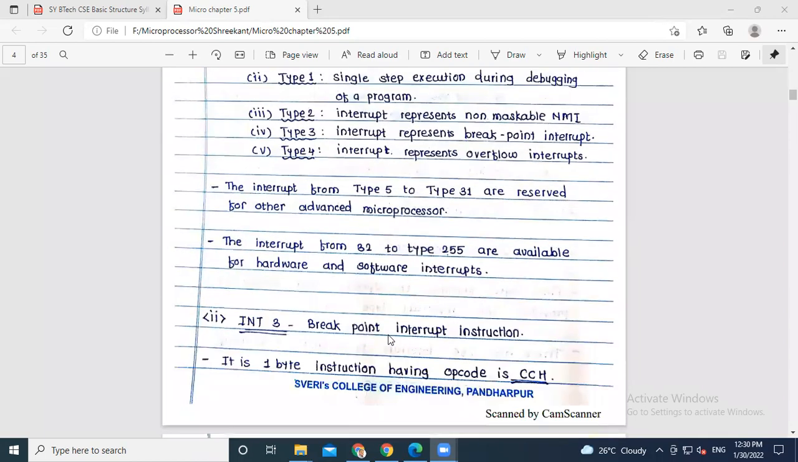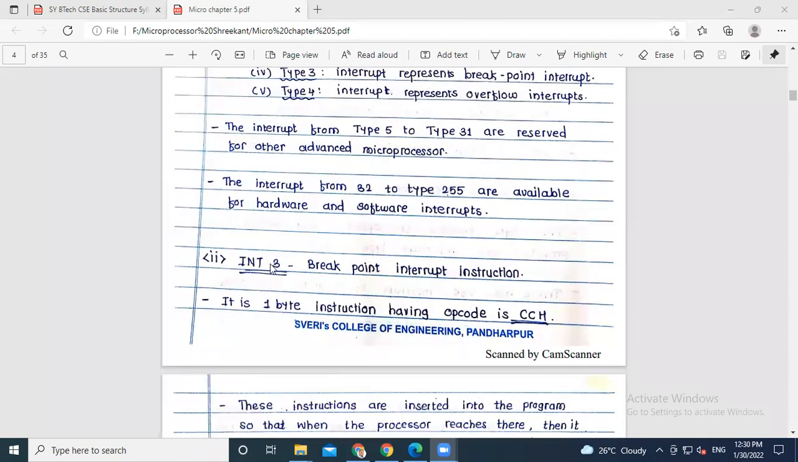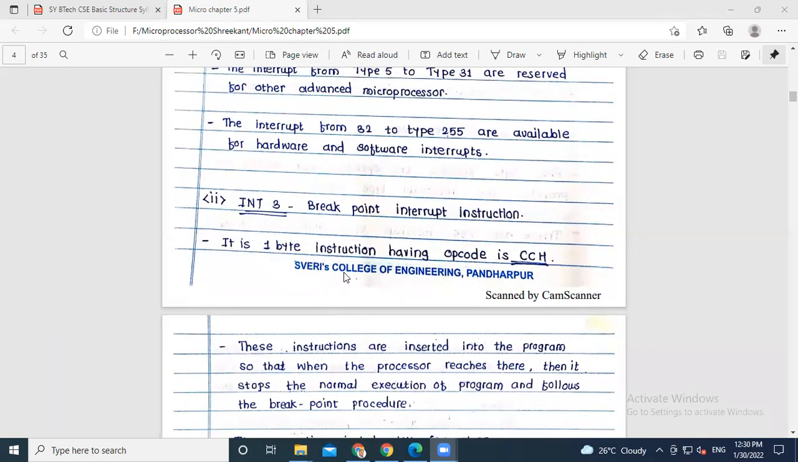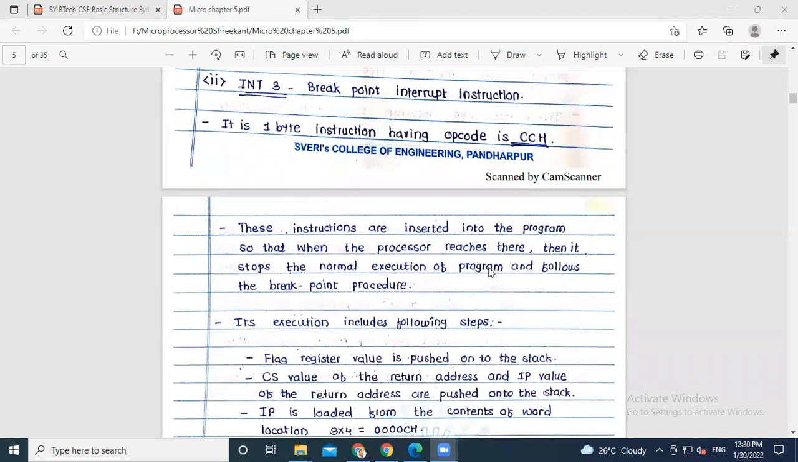Next, we come to interrupt 3, the breakpoint interrupt instruction. It is a 1 byte instruction having an opcode of CCH, and these instructions are inserted into the program so that when the processor reaches there, it stops the normal execution of the program and follows the breakpoint procedure.